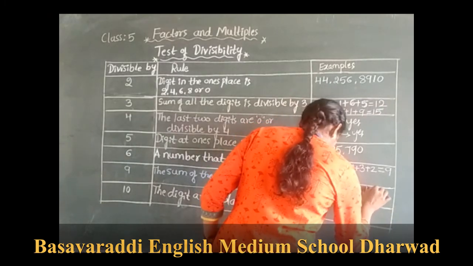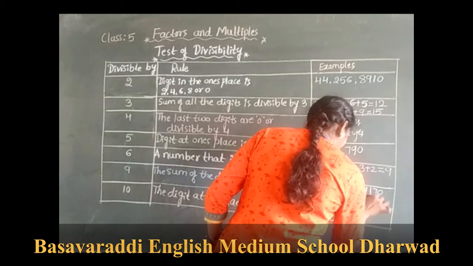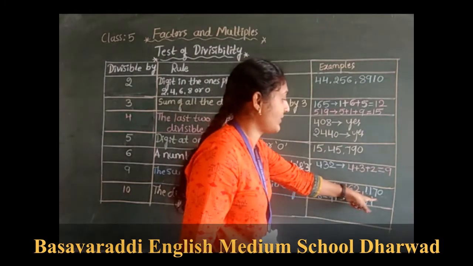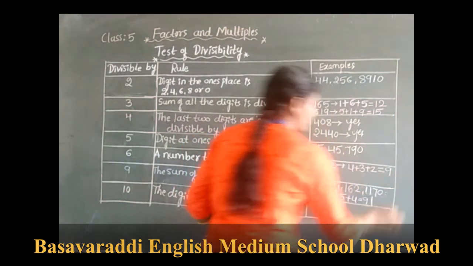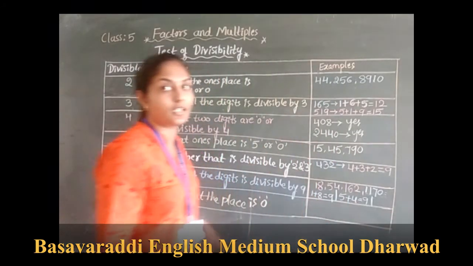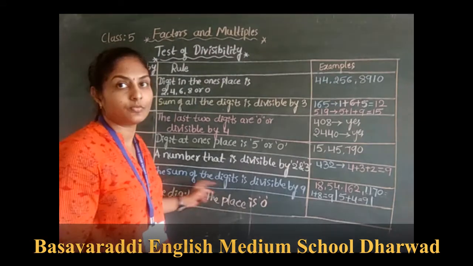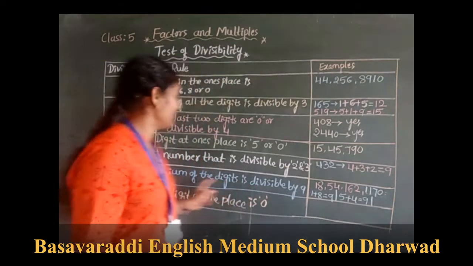1170. So 1 plus 1 is equal to 2. 2 plus 7 is equal to 9. So the addition of all the numbers, we get 9. So 9 is divisible by 9. Okay, so apply the ninth rule.